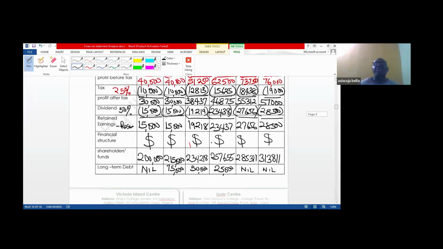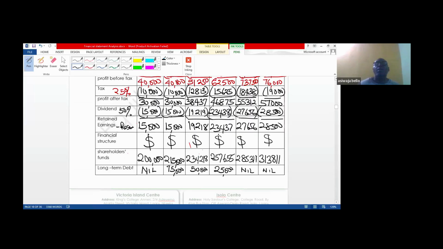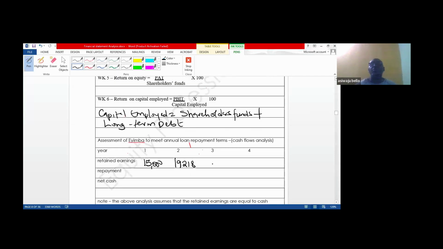Retained earnings for year 3 is 23,437. And year 4, 27,656.